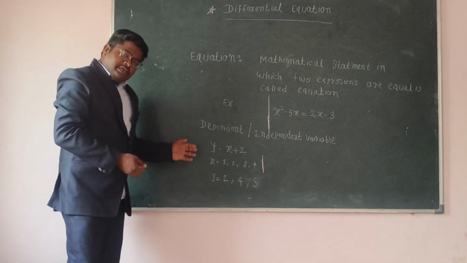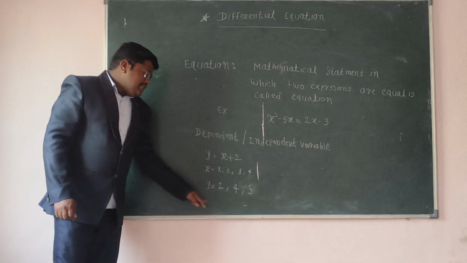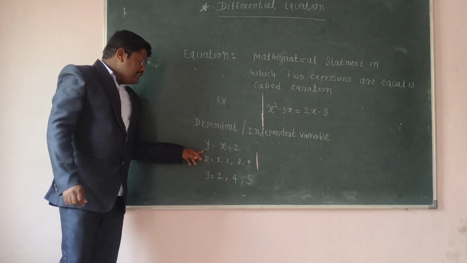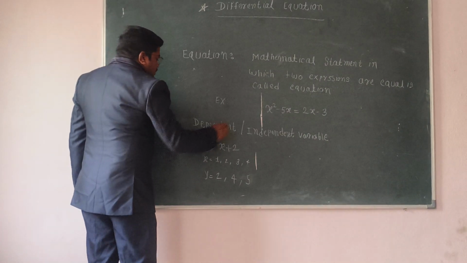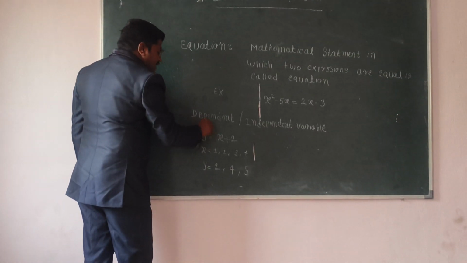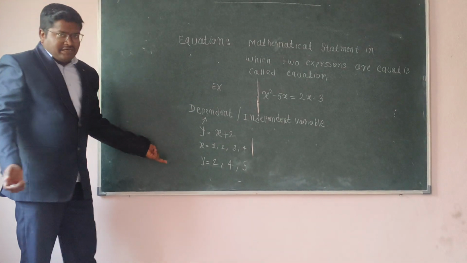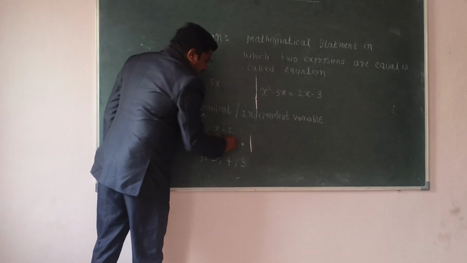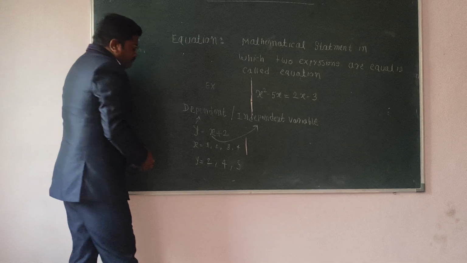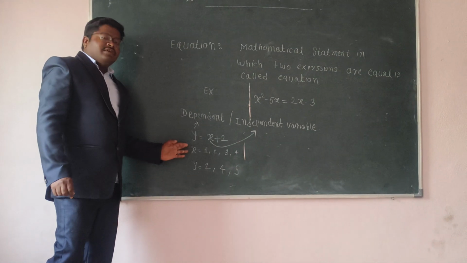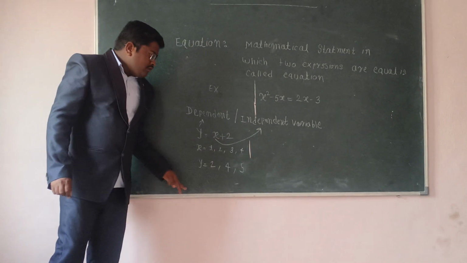In these equations, y is dependent on x. So y is a dependent variable, and x is an independent variable. When we put the value of x, we get different values of y. So now look at here.